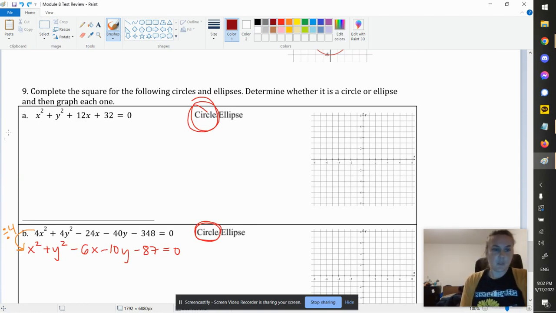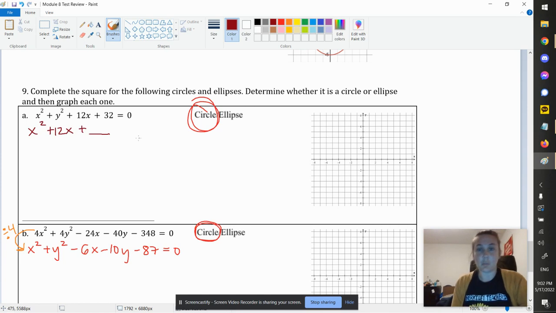For the circle, the first thing we're going to do is sort them. We're going to put the x stuff together, so x squared plus 12x. And while we're doing this, we'll put a blank here. We'll put the y stuff together, y squared. There's no y term, so that's all the y stuff, equals, and we'll put negative 32. The way we move 32 to the other side is we subtract 32 from each side, and that way it's negative. Okay, that was our setup step.